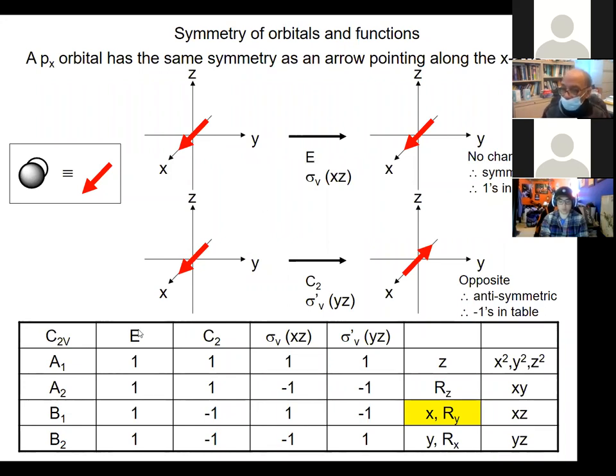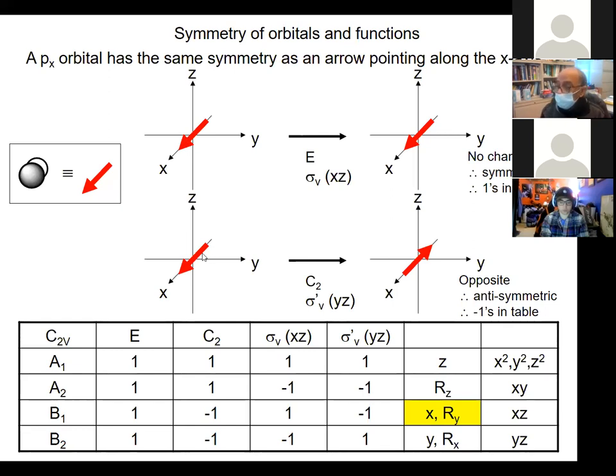Now, when I do nothing, always the value will be 1. That's why when you see the E entry, all character values for E are +1. That is because nothing changes. You're not doing anything. Similarly, if you were to reflect this arrow in the XZ plane, that is this plane, the arrow again remains the same.